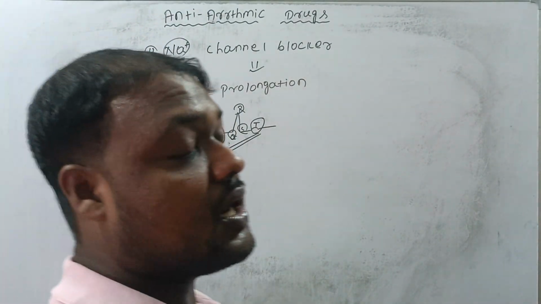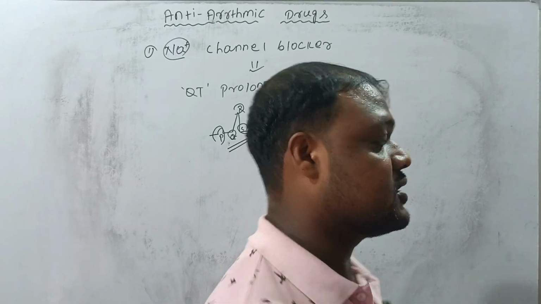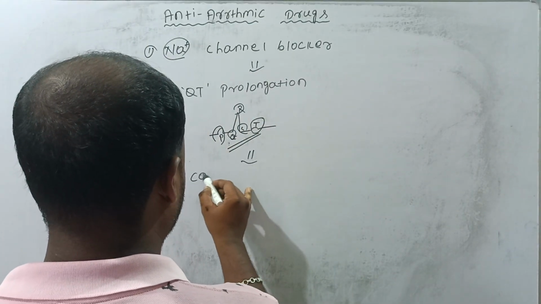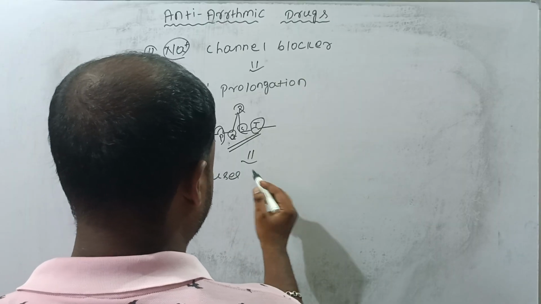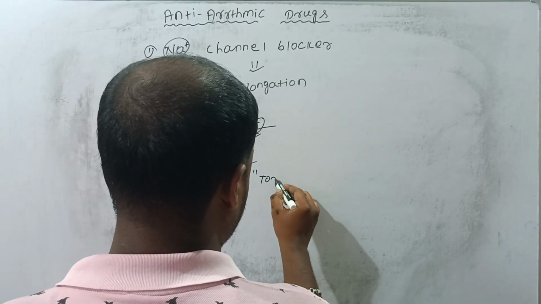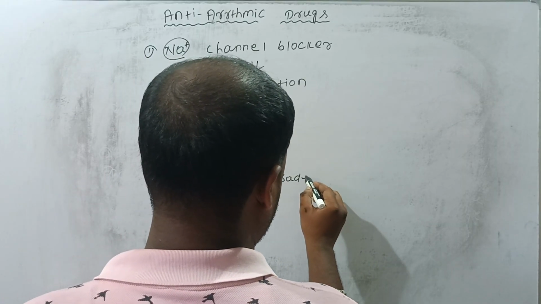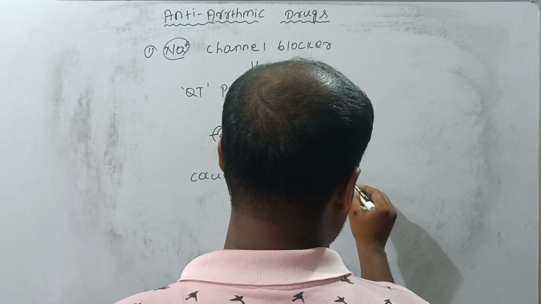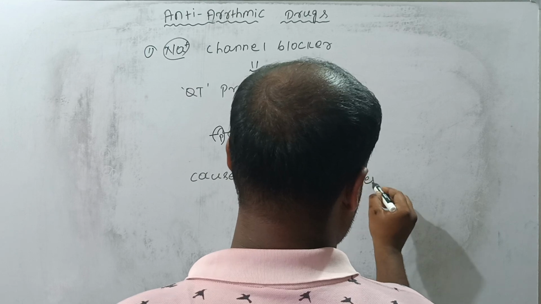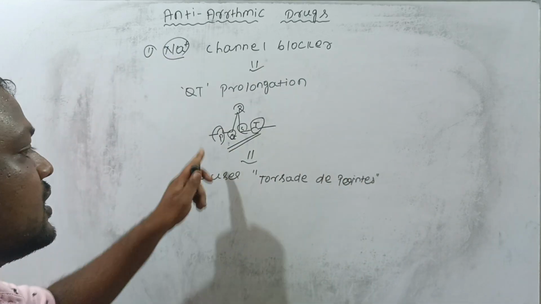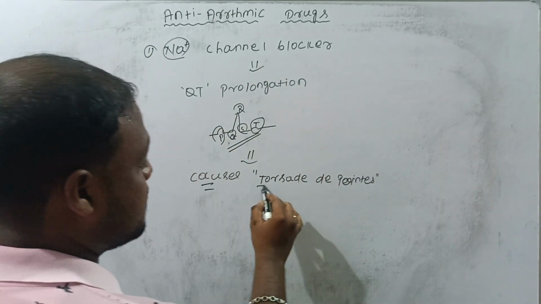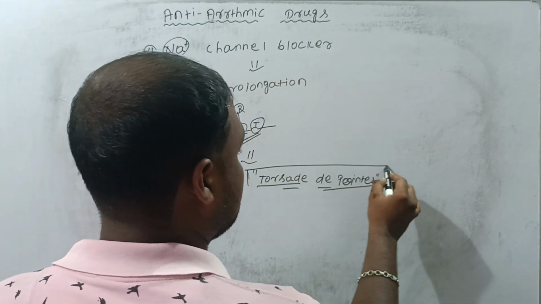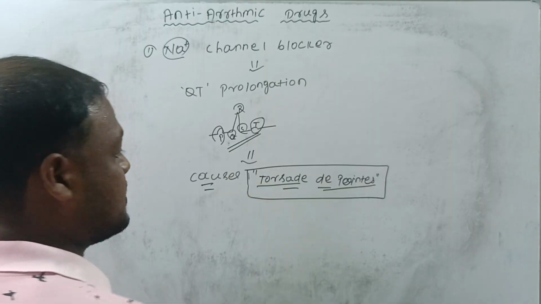The sodium channel blocker causes QT prolongation, and that causes torsades de pointes. Clear? This is a question in the entrance examination.